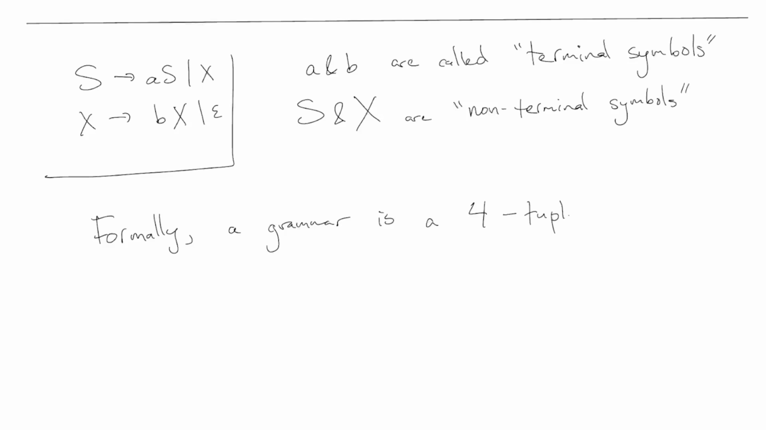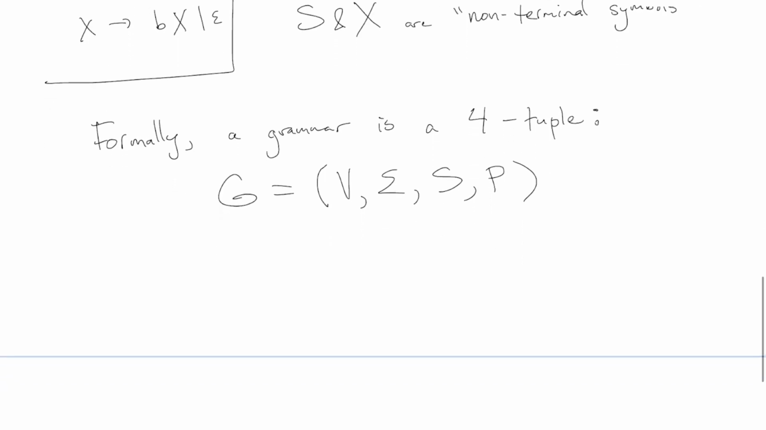You really need to only specify four ingredients. And as with the NFA and DFA, they come in a particular order. I will write them this way: V, sigma, S, and P, where V is a finite set of non-terminal symbols.